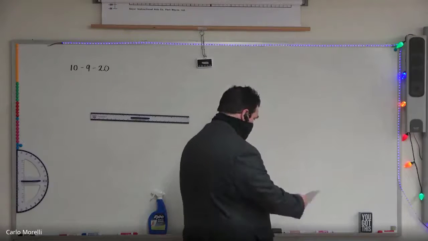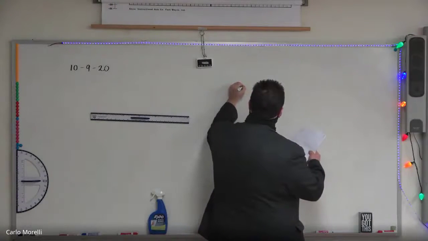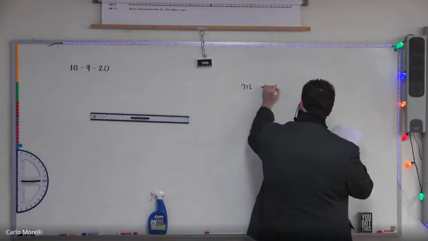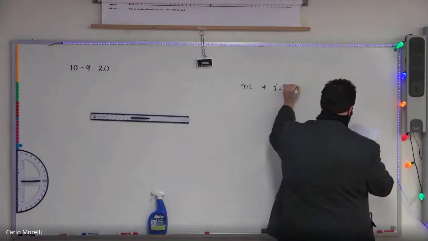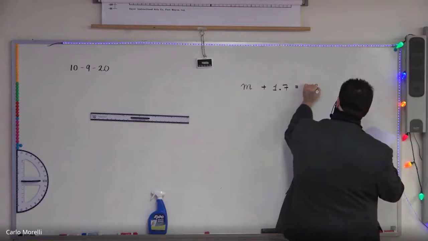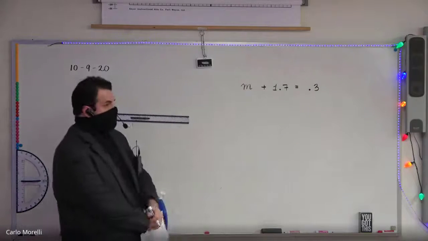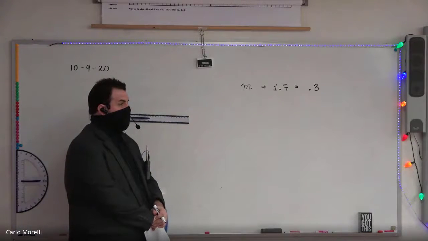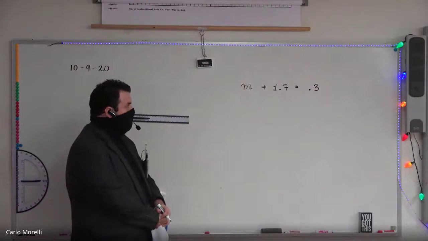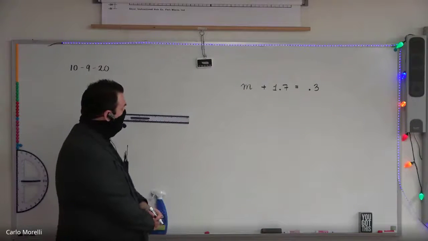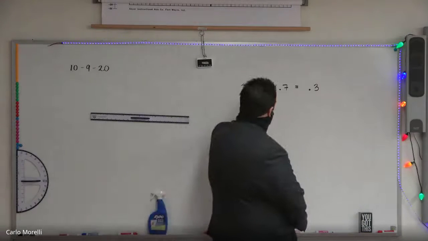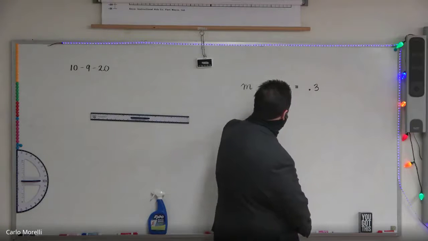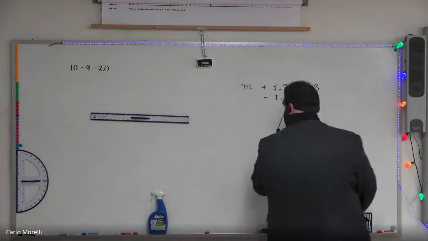Last thing, we have m plus 1.7 equals 0.3. Okay, this one you can't do in your head. Well, some of you can do it in your head, but what you need to do is subtract 1.7 from both sides.